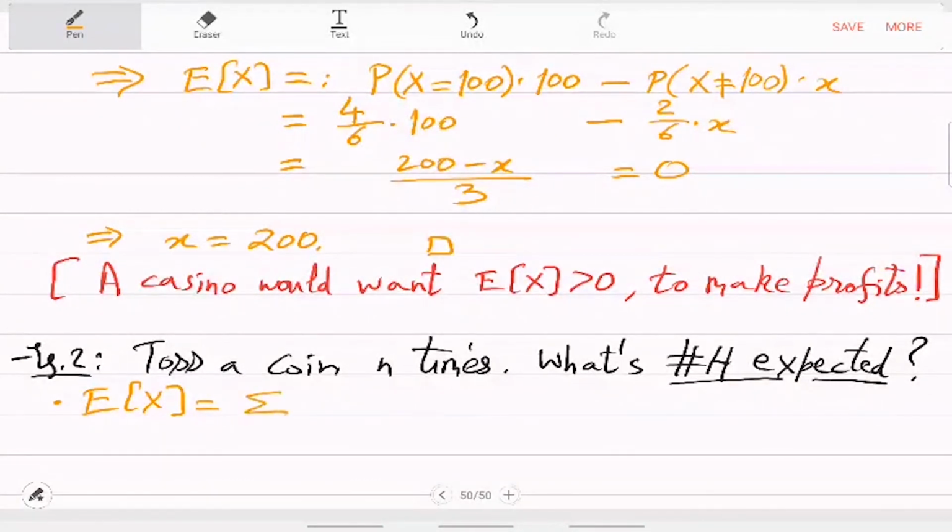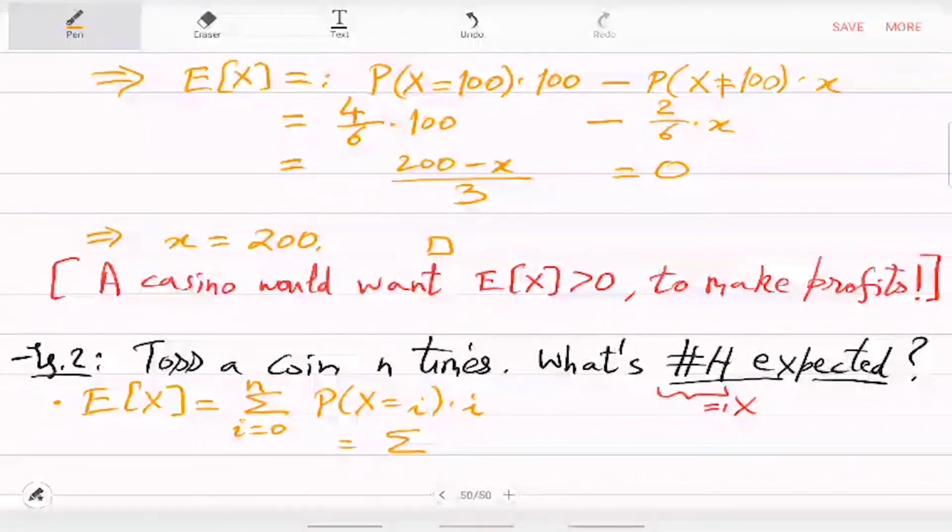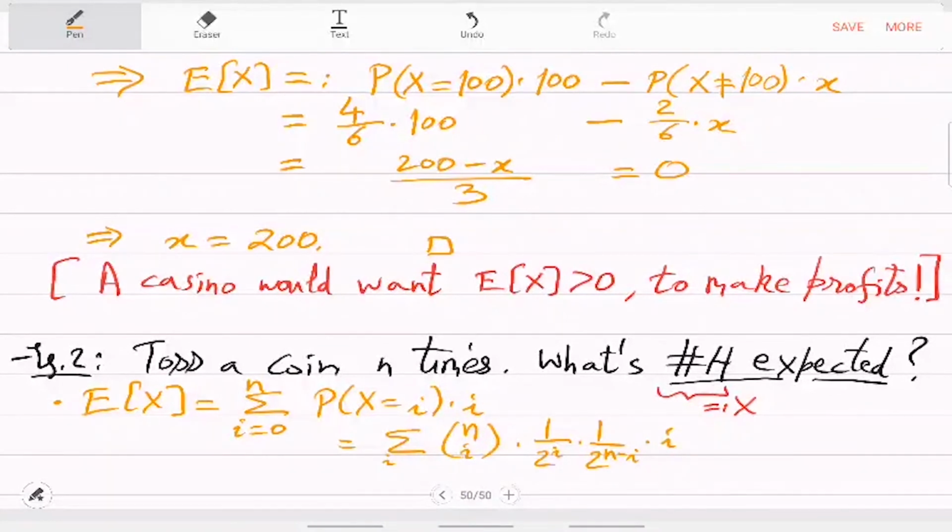So you can get i heads, i from 0 to n. The random variable that you are interested in, we are calling it X. What is the chance that there are i heads? Out of n, this is an ordered sequence of heads and tails, n of them. You choose i places where you want heads. So that's 1 over 2 to the i, and the remaining n minus i, and then the value is i.